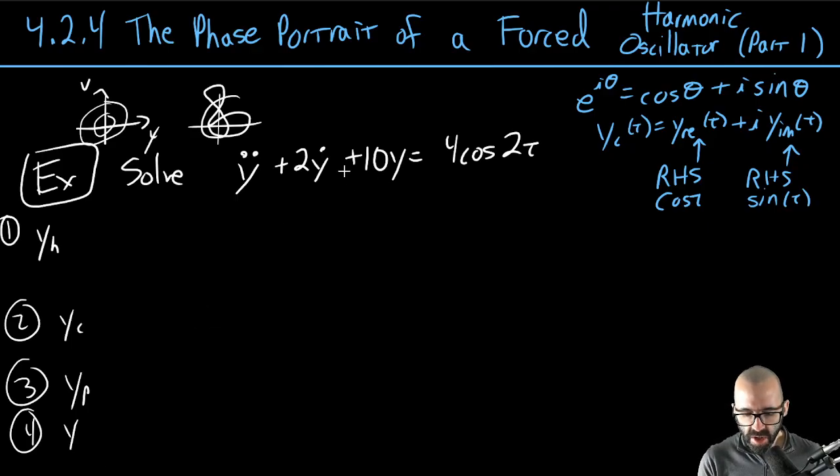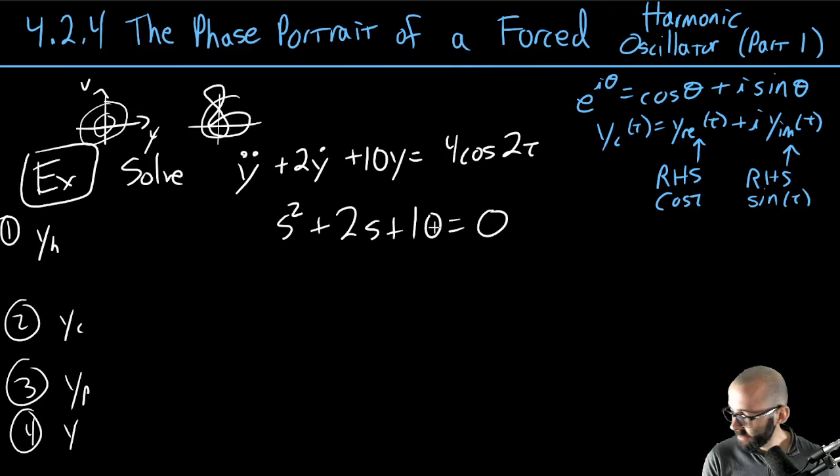then we start with solving the homogeneous or unforced equation. We're going to look for eigenvalues. That'll be s squared plus 2s plus 10 needs to equal 0, the characteristic polynomial. We can complete the square again.